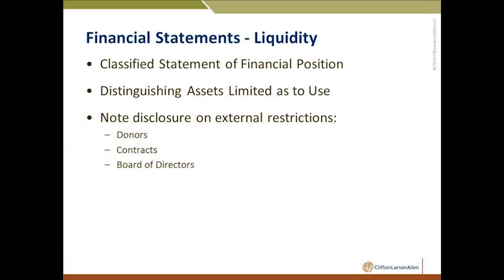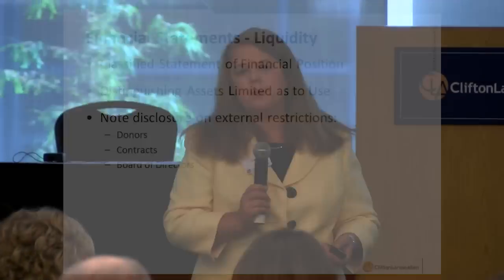So again, on note disclosures, you would now have required note disclosures on external restrictions. If there are donor restrictions, we talked about that with the net assets. If there are restrictions on some of those amounts, they need to be disclosed. If you have contractual restrictions, those need to be disclosed. So again, that gets back to the assets limited as to use. If there are debt funds that are required to be held separately, or if the board has designated amounts to be set aside, that needs to be disclosed.